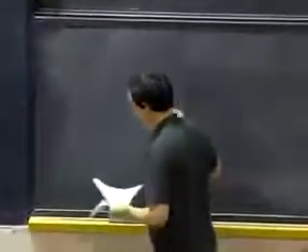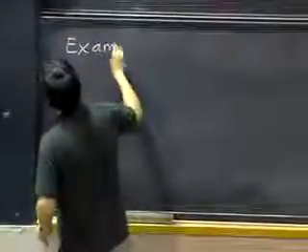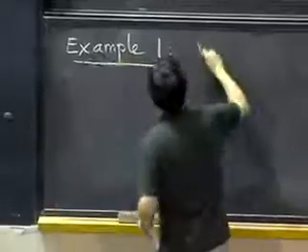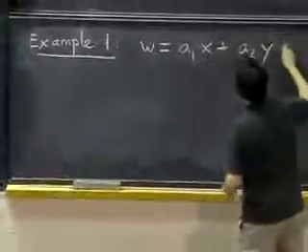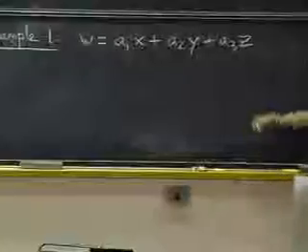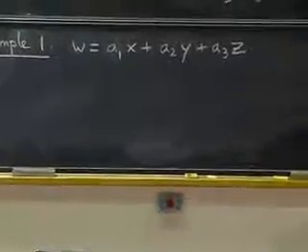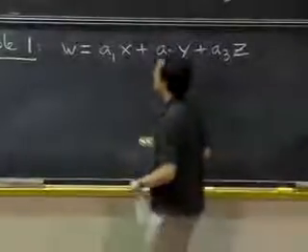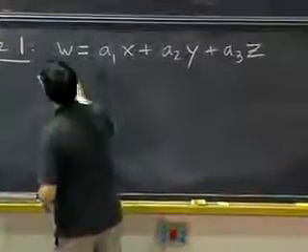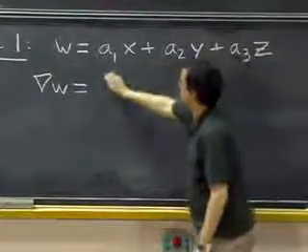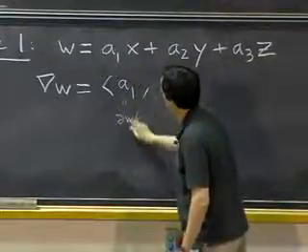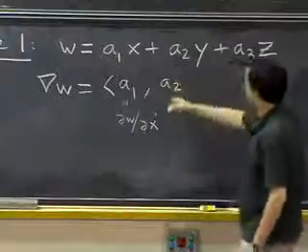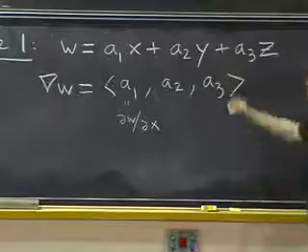So let's try to see that on a couple of examples. Let's do a first example. What's the easiest case? Let's take a linear function of x, y, and z. I will take w equals a1 x plus a2 y plus a3 z. So what's the gradient of this function? The first component will be a1, that's partial w partial x. Then a2, that's partial w partial y, and a3, partial w partial z.